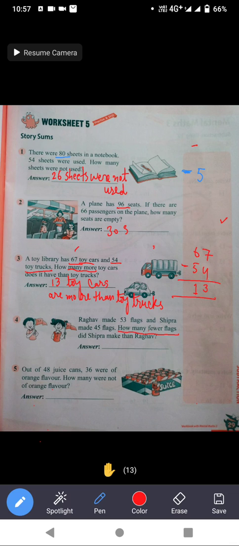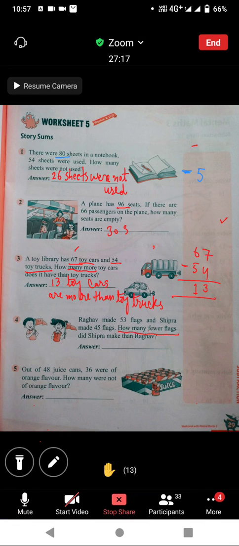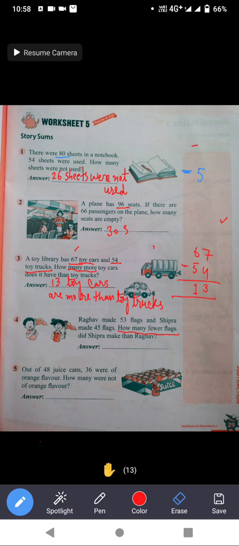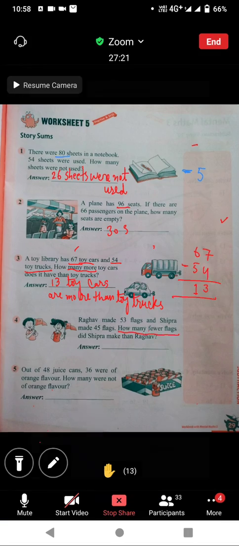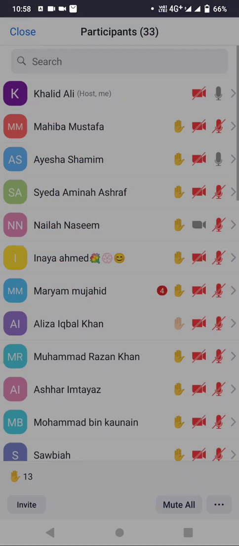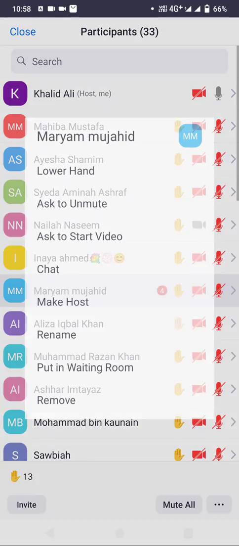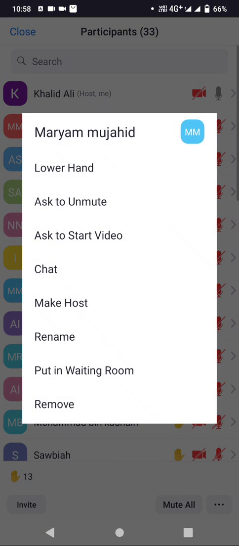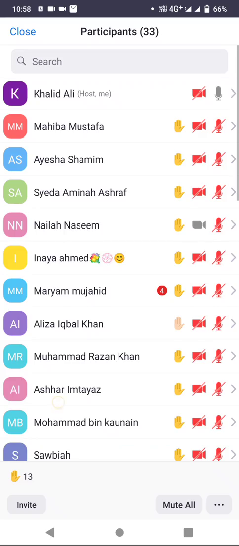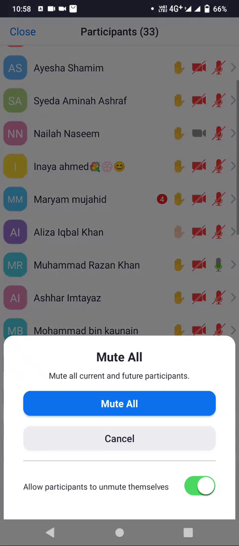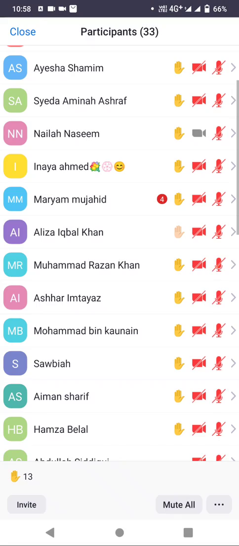Very good. So yes, students, all of you done this worksheet? Tell me quickly. Yes, sir. I have done that worksheet.